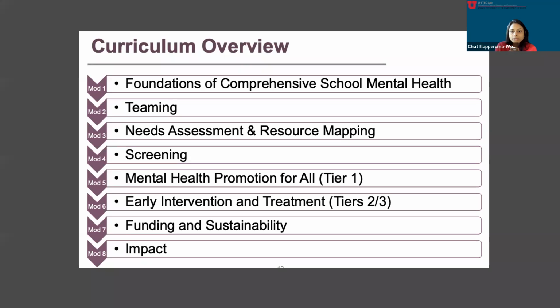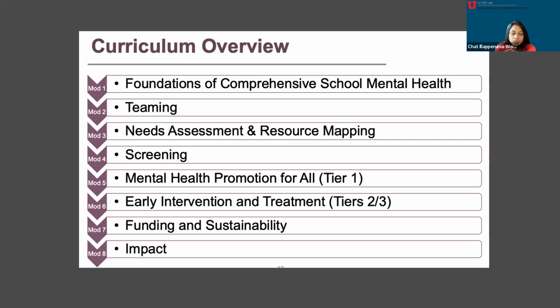Okay, so here you can see these are the 8 modules that make up the implementation guide. In this series, we so far have covered the first 6: foundations of comprehensive school mental health, teaming, needs assessment and resource mapping, screening, and last month we covered tiers 2 and 3. If you have not had a chance to attend some of these, you can find all of the recordings on the Utah School Mental Health Collaborative website. All of that information will be here towards the end of the slide deck.